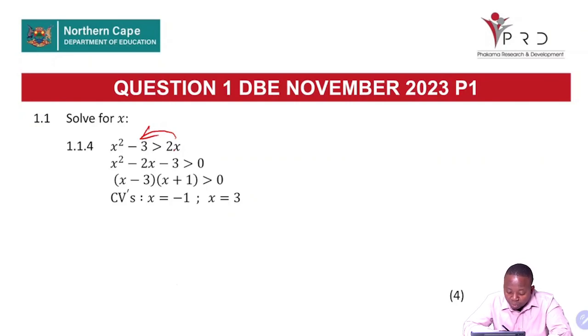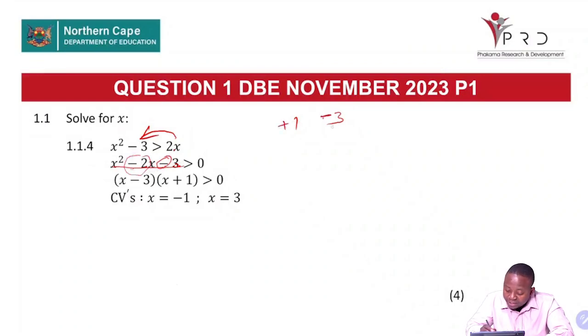Then what do we now do? We now factorize this one. When you factorize it, the factors of 3, when you subtract them, must give us 2. The factors of 3 are 1 and 3. We check: they must have different signs, and the bigger number must take a negative. Because we want this to be negative 2, the bigger number, 3, takes the negative, and the other takes a positive.